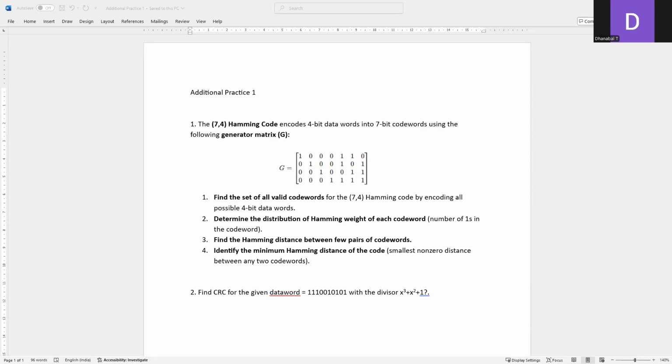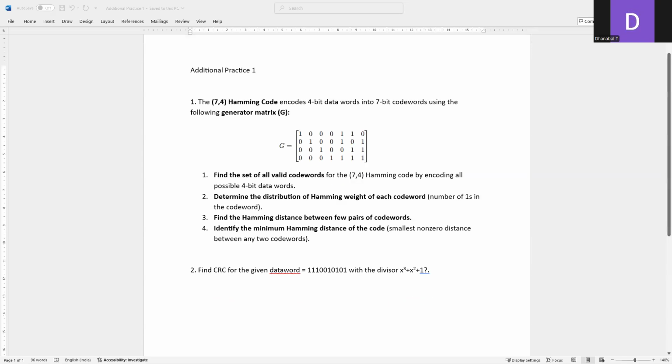Yeah, hi everyone. In this video, let us see how we can solve Additional Practice 1, problem number 2. This is about finding the CRC, a cyclic redundancy code, for the given data word with the divisor, which is represented as a polynomial, that is x to the power 3 plus x to the power 2 plus 1.